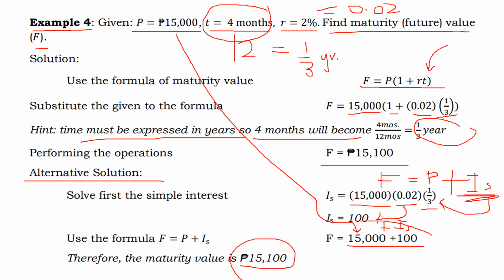So this value here is the same value. Even if we have two formulas, we can still arrive at the same value of your future value or maturity value in this example number 4.